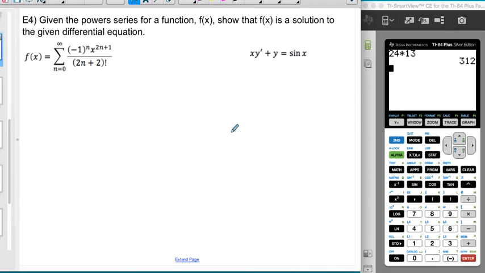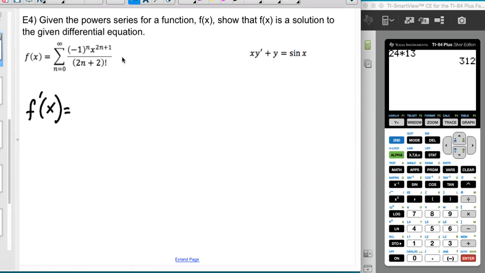So, given the power series of the function f, show that f is a solution to this differential equation. Now, this is tricky, right? So, basically, I'm trying to show that I could plug in the power series of this thing for y prime, and I could get sine of x. So this is a little bit tricky. It's a little bit outside the box. It is the kind of thing that an AP could ask on a free response. So let's find the power series for f prime of x.